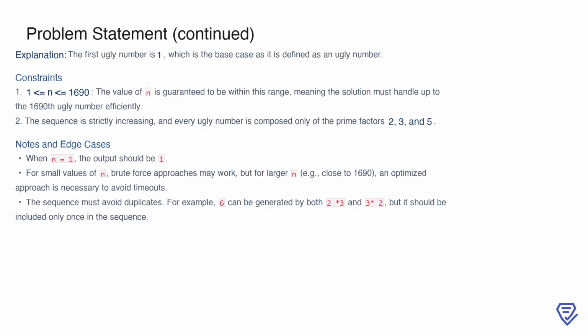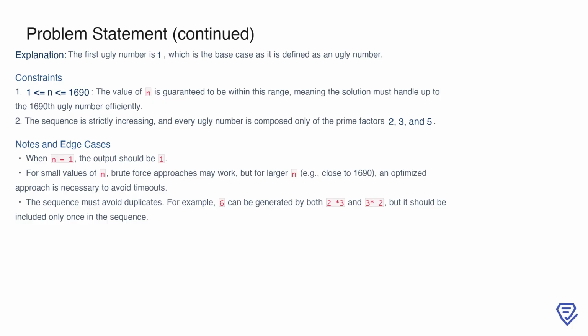To further explain, the first ugly number is 1, which serves as the base case for the sequence. The problem also has certain constraints. The value of n will always be between 1 and 1690, meaning the solution must be efficient enough to handle up to the 1690th ugly number.